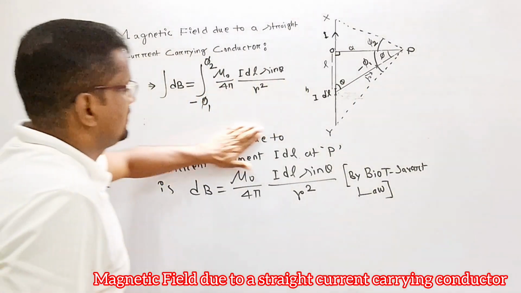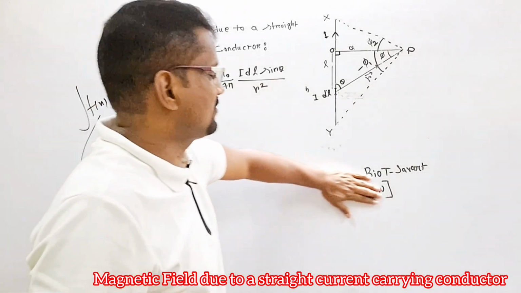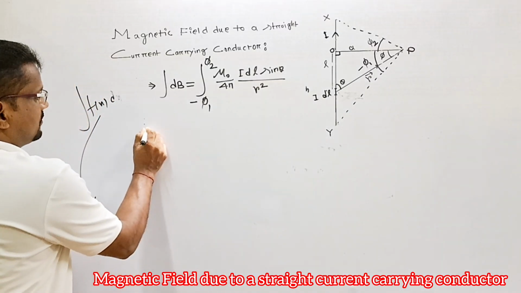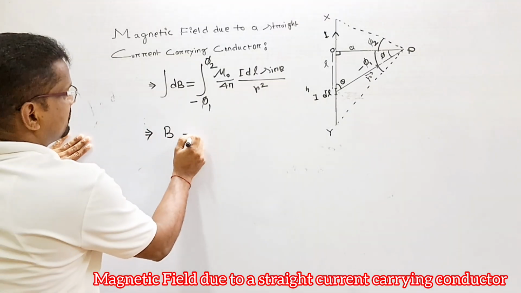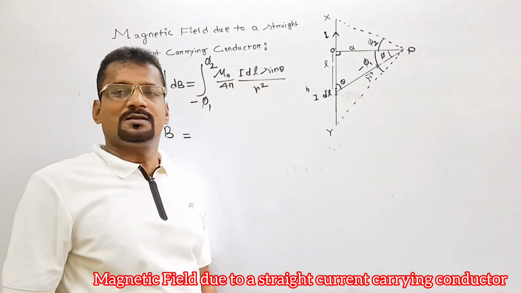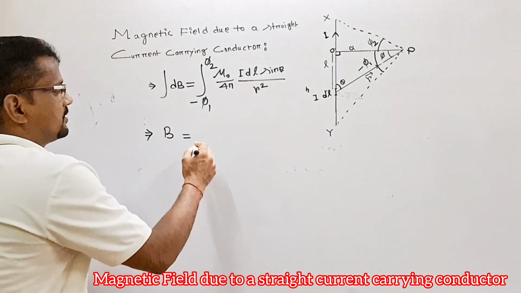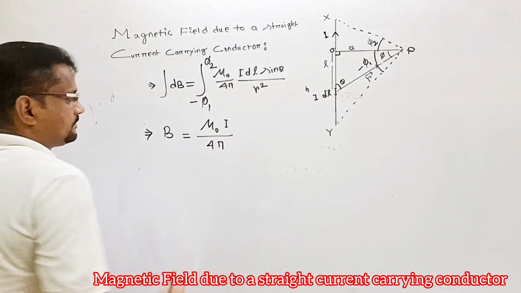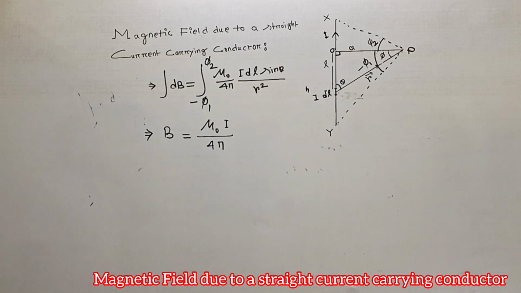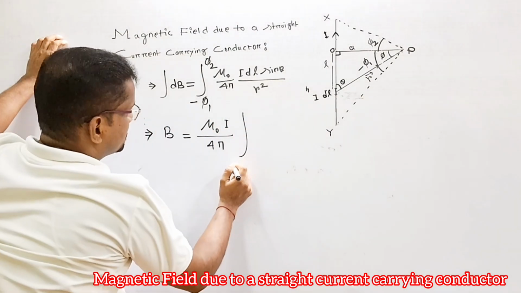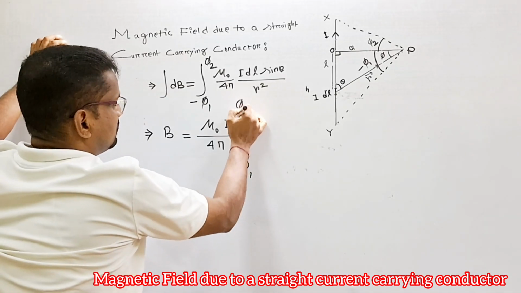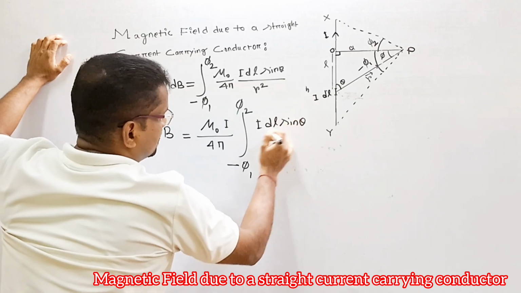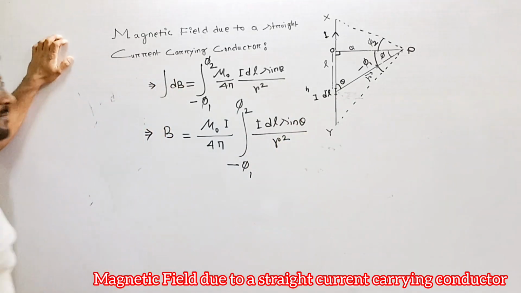In the next step, see what the constants are here and take the constants out of the integration. Here, what we get is the total magnetic field B. Mu naught by 4 pi is constant, current I is constant. So here mu naught I by 4 pi is the constant that we have taken out, and the integration from minus phi 1 to phi 2 of dl sin theta by r square remains. So this much we have.